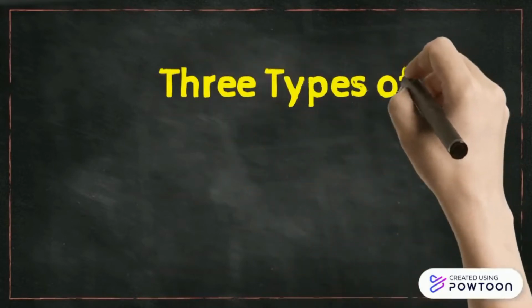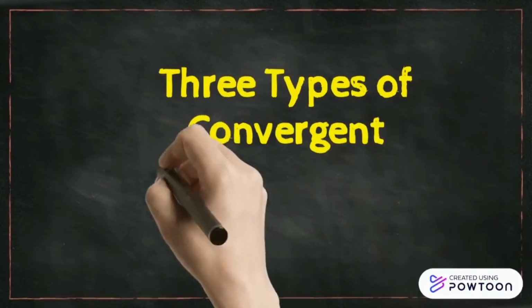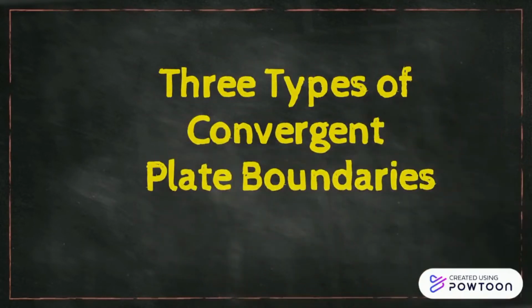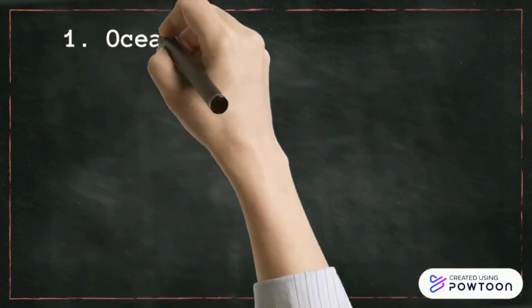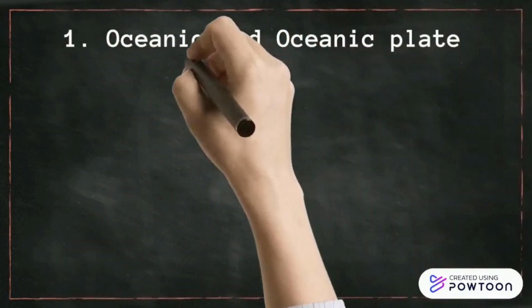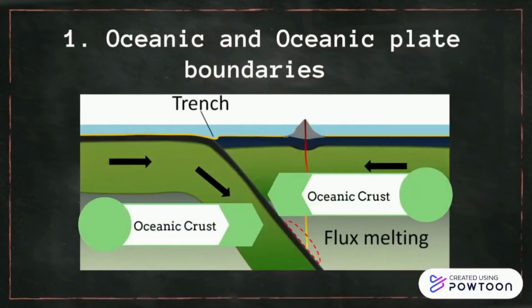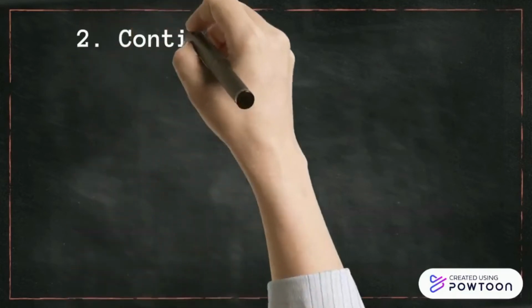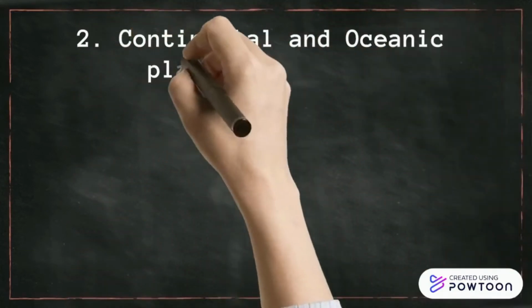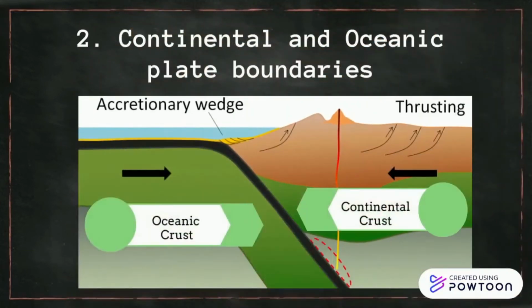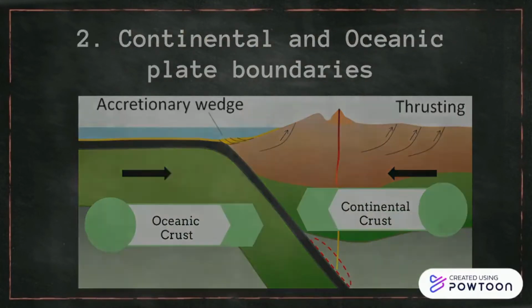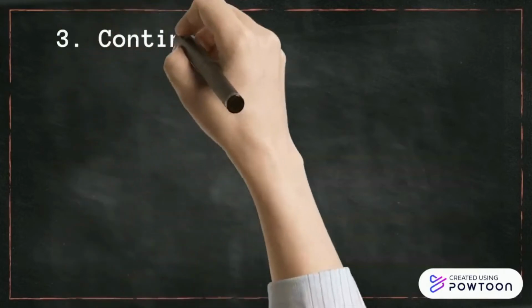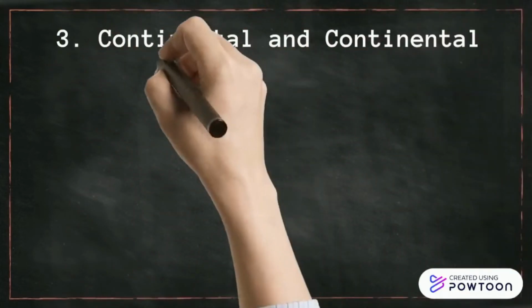Three types of convergent plate boundaries. 1. Oceanic and oceanic plate boundary. 2. Continental and oceanic plate boundary. 3. Continental and continental plate boundary.